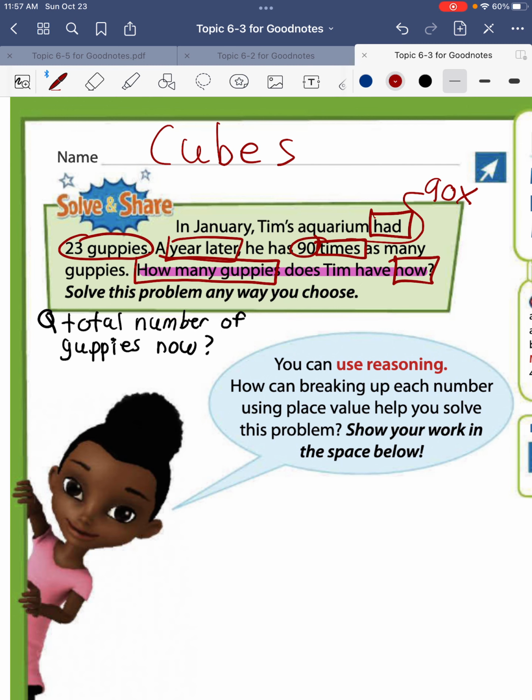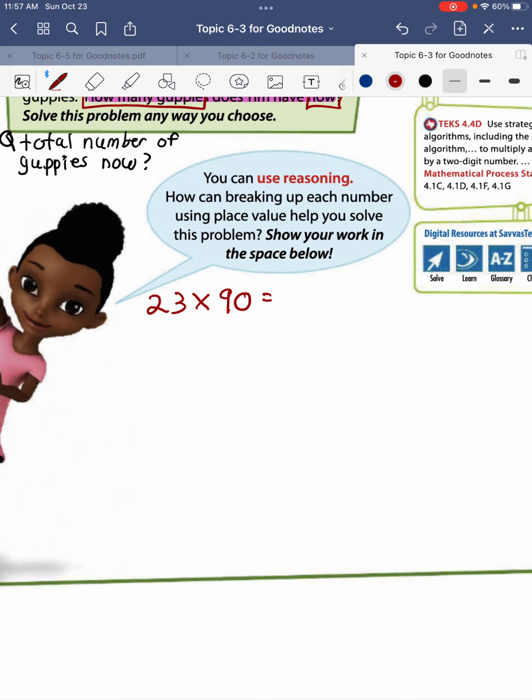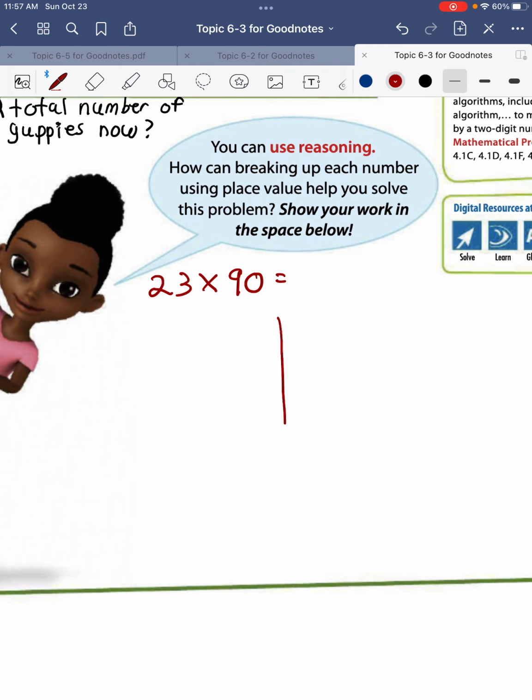Okay? So I know that he first started off with 23 guppies. So I'm going to write that down. 23 guppies. And then a year later, he has 90 times. So I'm going to do 23 times 90. Okay. Now there's two ways we can do this. Okay. And I'm going to show you both ways.